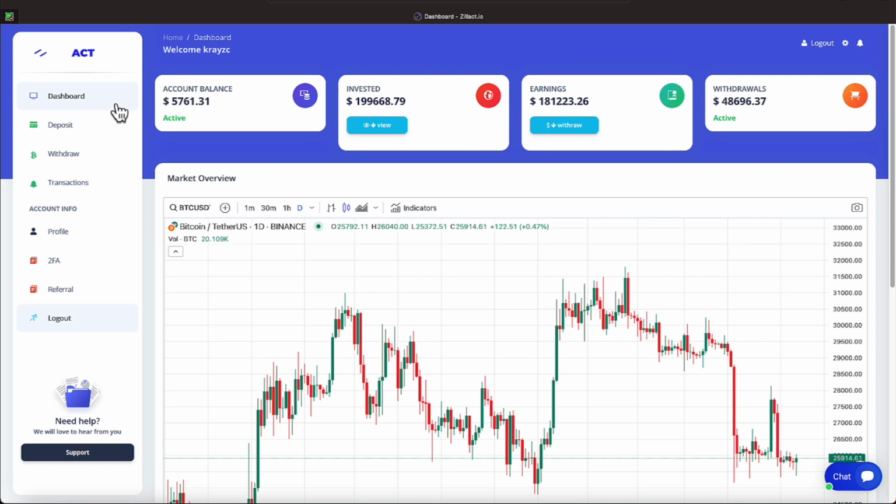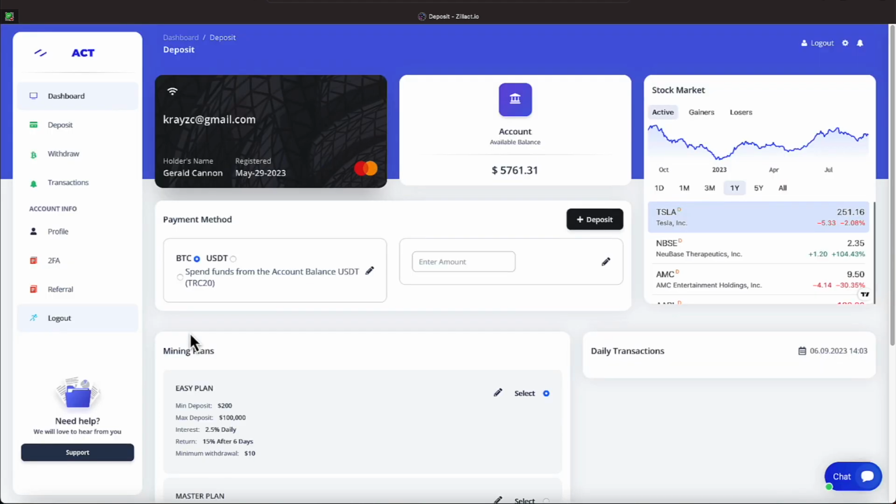So let's see, everyone, we have $5,761 in our account balance. Let's go over and put some of that in a lockdown, everyone. So I'll go over here to deposit. Let's see what we see here. No Bitcoin because the option isn't showing here, everyone. So we'll go ahead and put down $5,761.30. We'll go ahead and deposit that on an easy plan.